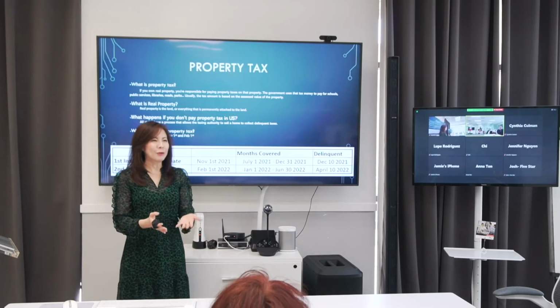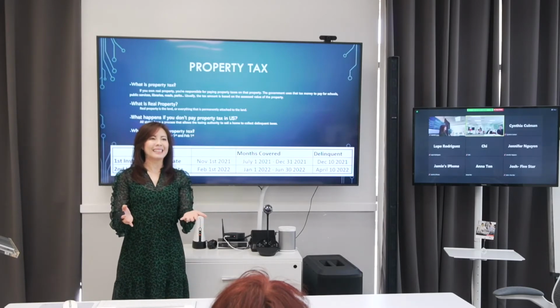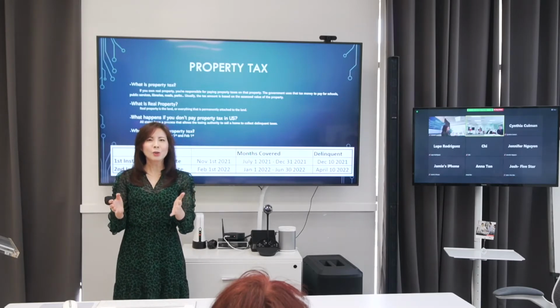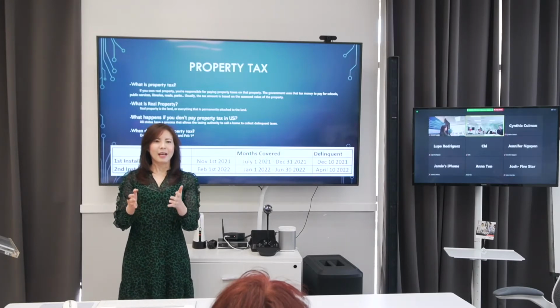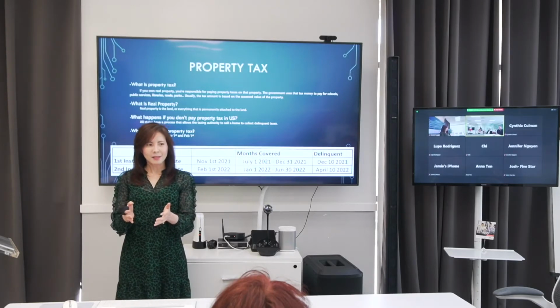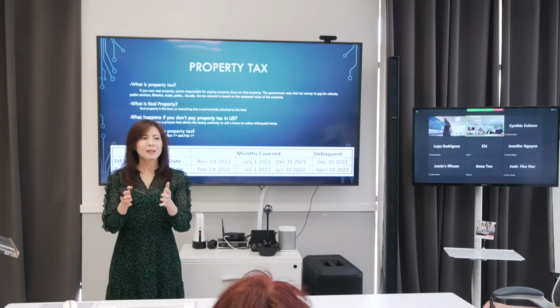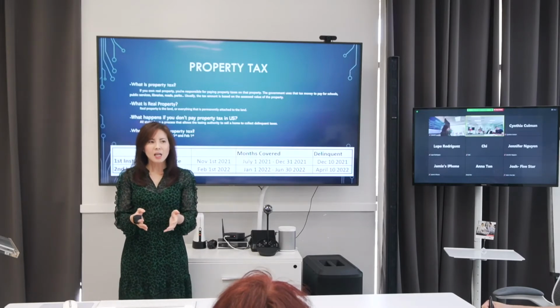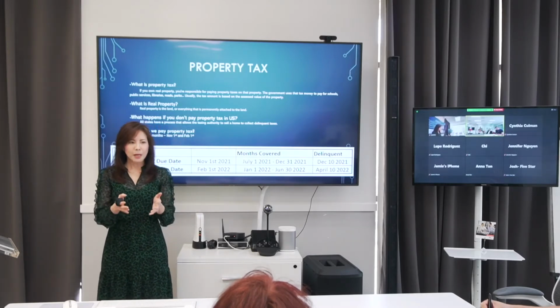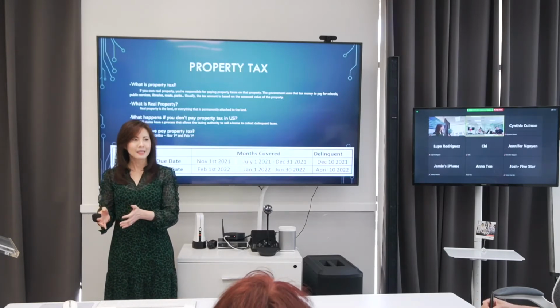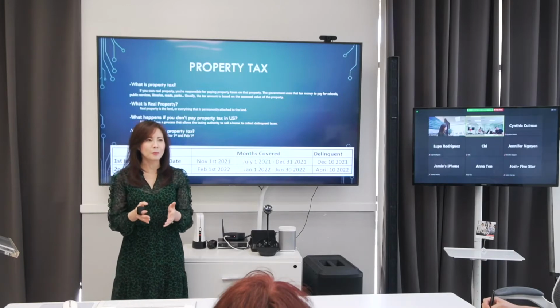What happens if you don't pay property tax? All states, including California, have a process that allows tax authorities to sell a home to collect delinquent property tax. That means the homeowner might lose their house if they don't pay property tax. Correct. So always pay property tax.